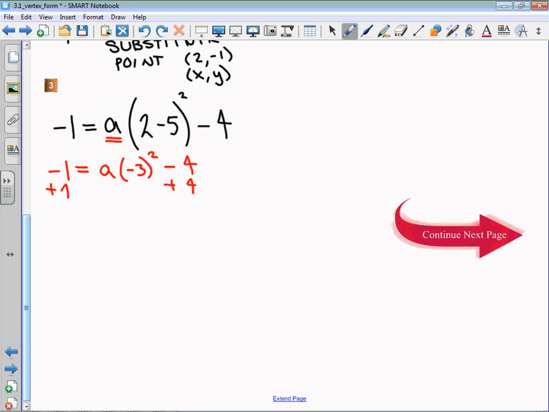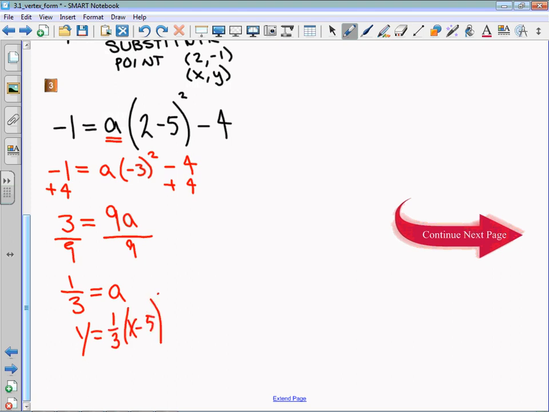I get that +3 is equal to, -3 squared is 9, so it's going to be 9a. When I divide by 9, I get that 3/9 or 1/3 is equal to a. Now, we said above that a had to be greater than 0, and we got that solution, so we're on the right track. The last step in this problem is to write the function itself, which is y equals 1/3 times (x minus 5) squared minus 4. And that equation will give us the graph given to us in the question.